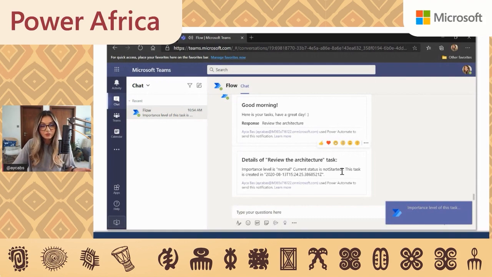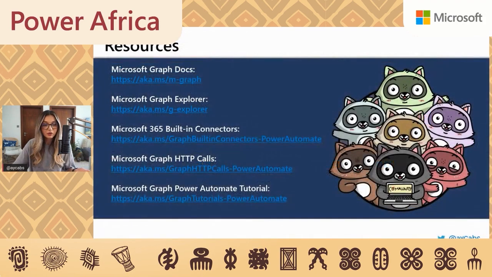Just to show you everything I shared so far, these are the resources: GraphDocs, Explorer, and then using built-in components from M365. Next, if you want to call another Graph API, but it's not available as built-in, go ahead and call it in HTTP. Or if you want to build your own custom connector, there's a great tutorial under Graph. And with that, I think I'm done.